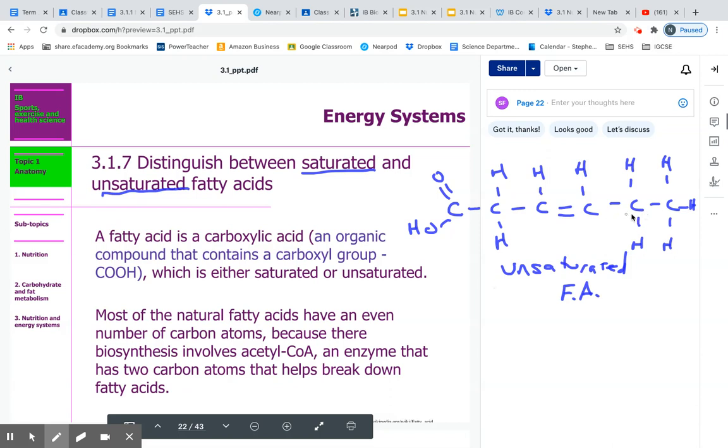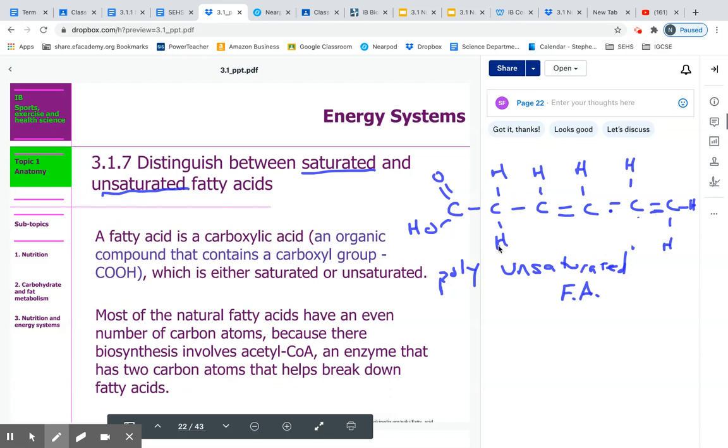And there can be multiple double bonds. We could put a double bond here. Let's put it here actually. So if we put a double bond here, that's fine, but that means we would have to get rid of that hydrogen. And sometimes the hydrogens can be on opposite sides where they're missing. But yeah, so you can have polyunsaturated fatty acids when you have multiple double bonds.